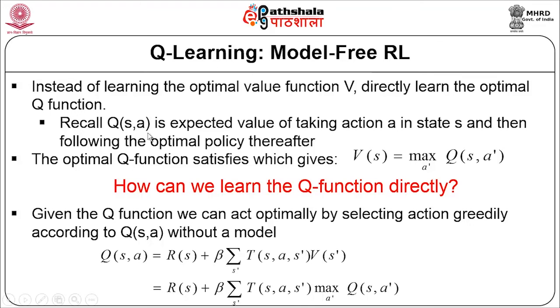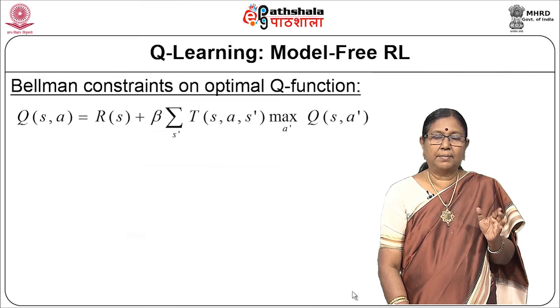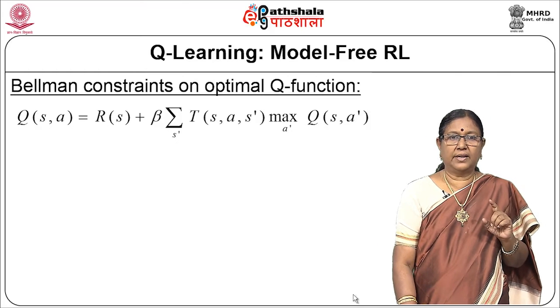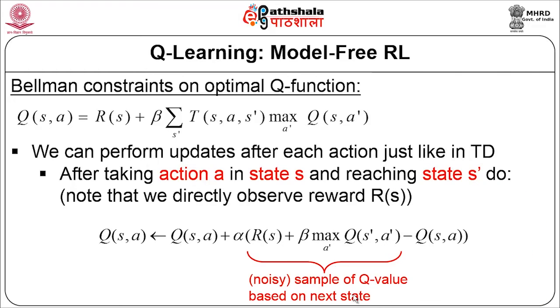So, here you have the immediate reward plus beta, the transition from S to S dash, and the value of S dash. This can be written as choosing the action that will give you the maximum value of the Q from state S, which is the action that you should take. So, that is model free, and the Bellman constraints on the optimal Q function are given in this way. We perform updates after each action, just like we do in temporal difference: after taking an action A in state S and reaching state S dash, we directly observe the reward R of S.